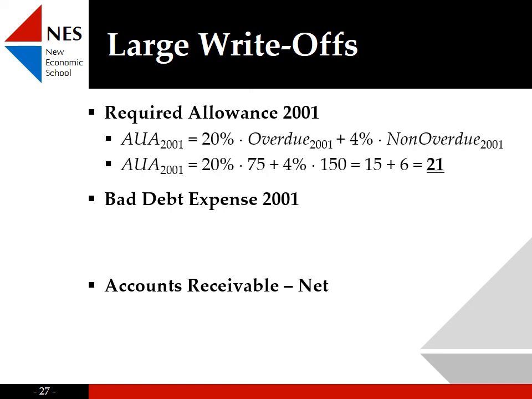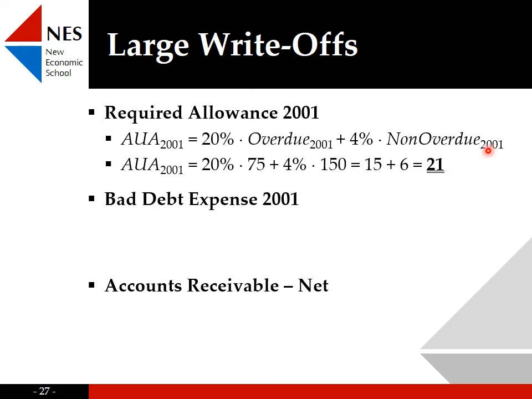So starting with the required allowance, know that now we will have a change relative to the base case scenario. The percentages stay the same, so the bad debt policy is still the same, but now we have fewer bad debts. In particular, we have only 225, out of which 1/3 is 75 and 2/3 is 150. So if we take 20% of 75 and we add 4% of 150, we get to 21. That is the desired level of allowance at the end of year 2001.